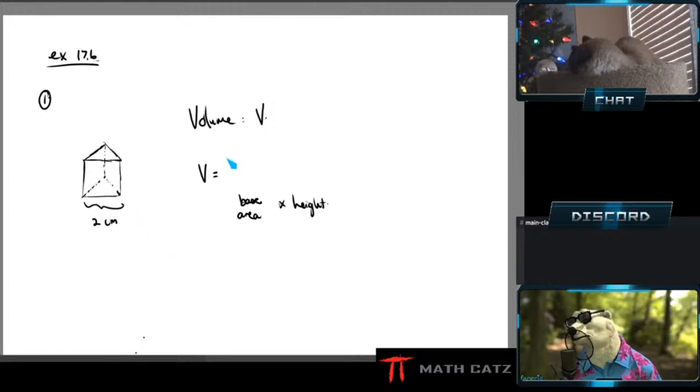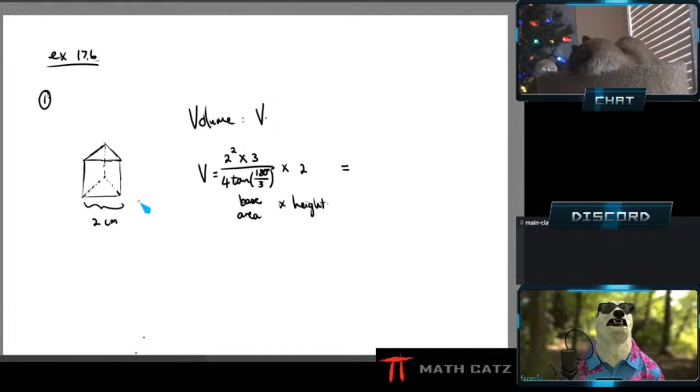Remember what that was? I hope we do. Side length squared times the number of sides in my polygon, which is 3, over, times tan of 180 degrees over the number of sides of my polygon. That gets multiplied by the height, which is also 2. But the height could be different, right? So let's see what we get when we calculate this.